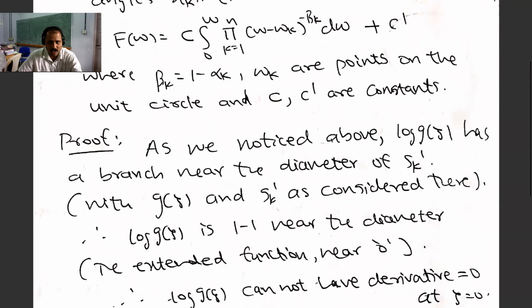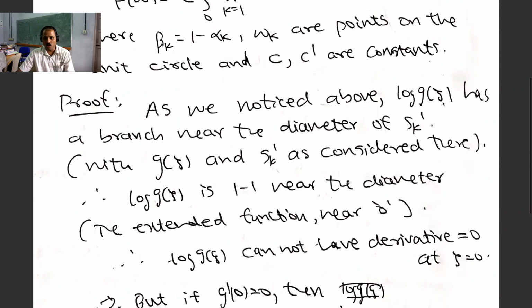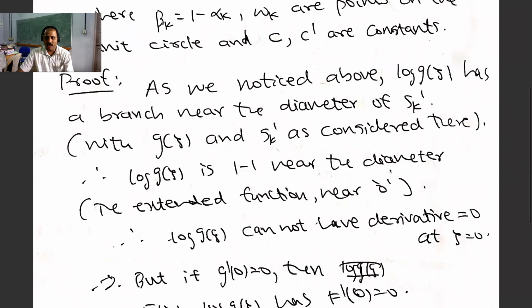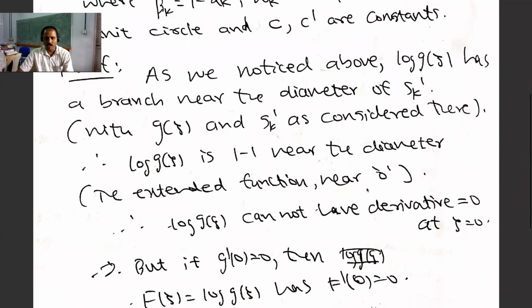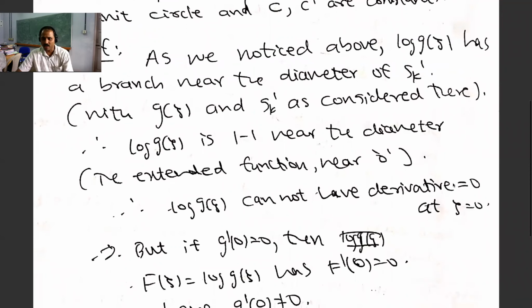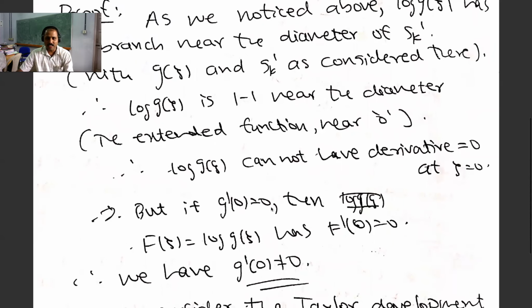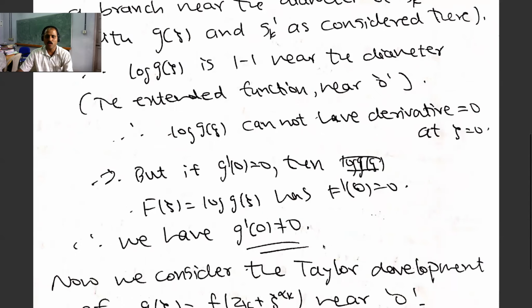Now the proof is not that difficult. As we noticed above, log G(z) has a branch near the diameter of S_k prime, using the same notation which we used just now. So log G(z) is 1-1 near the diameter, I mean the extended function. Since it is 1-1, log G cannot have derivative 0 at theta equal to 0. If G'(0) equals 0, then log G would have derivative 0. So G'(0) is not equal to 0.